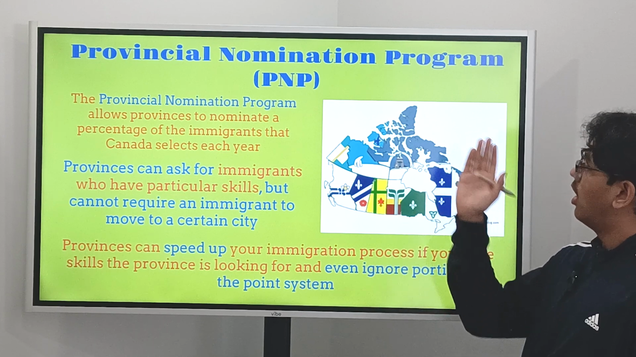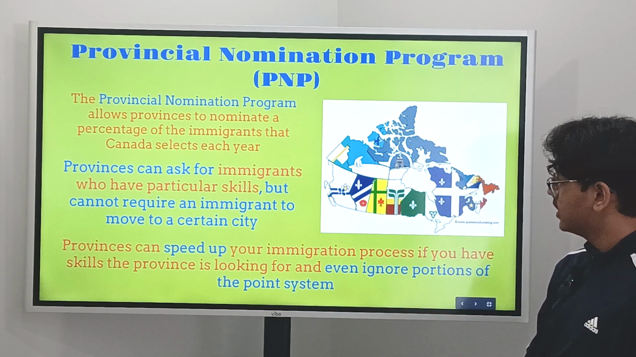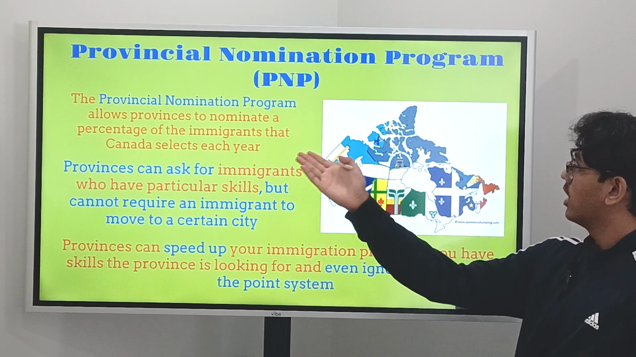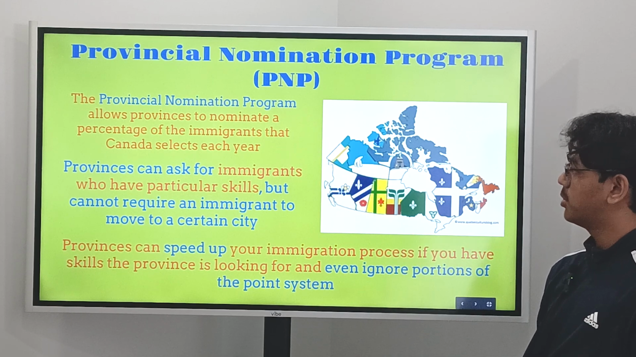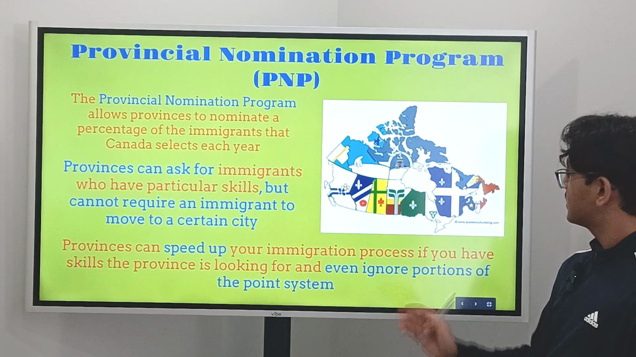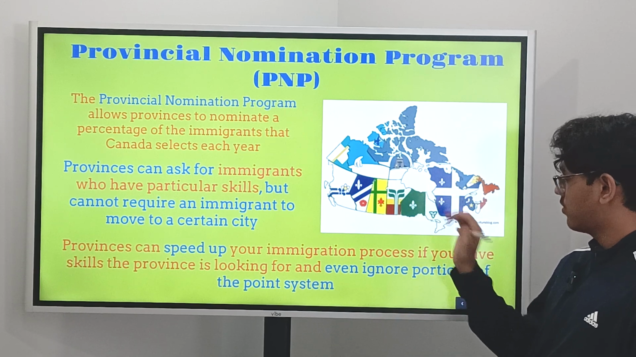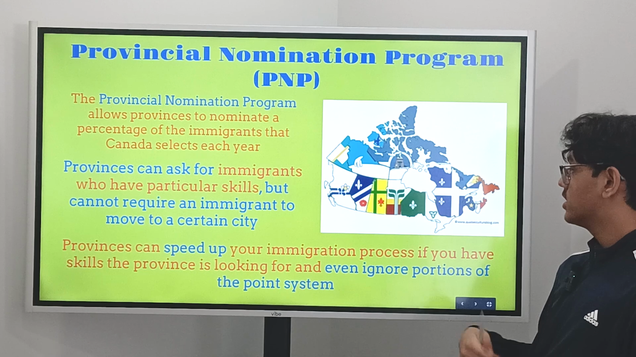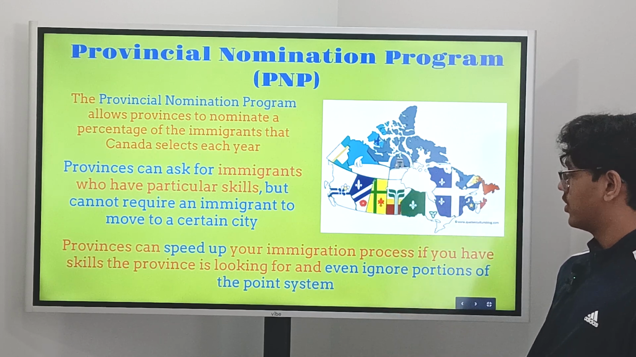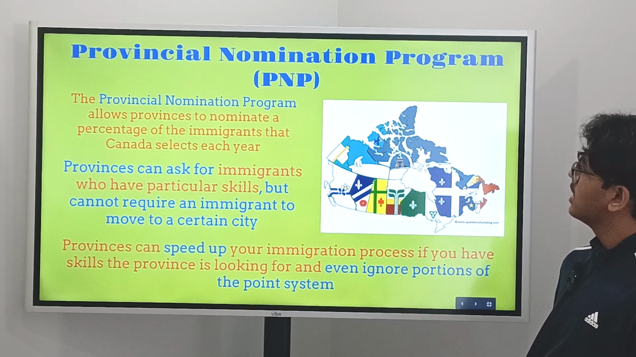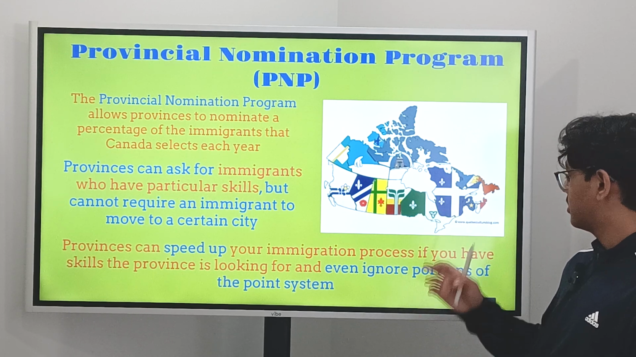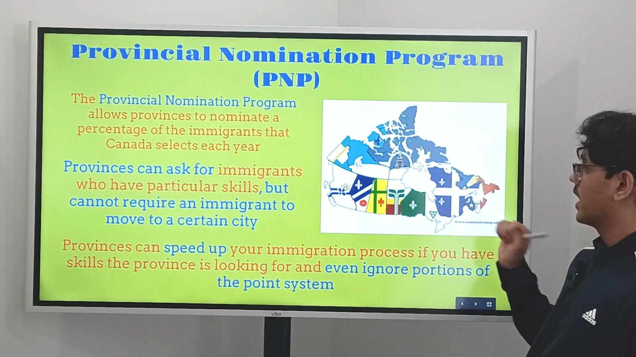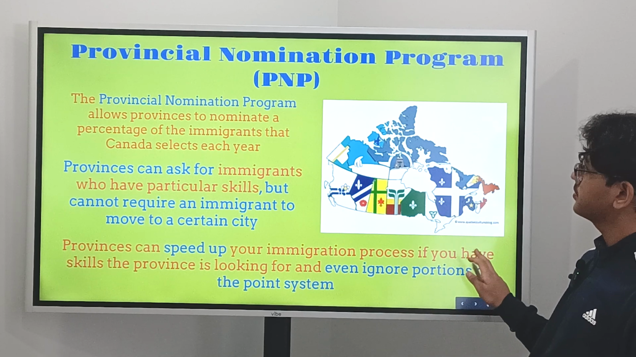A recap of what the PNP is: it allows provinces to nominate the percentage of immigrants that Canada selects each year. The immigrants that they select have to stay in their certain city until they're able to move on to another city or province. So that's basically what the PNP is. It allows the provinces to nominate the percentage of immigrants that Canada selects each year.